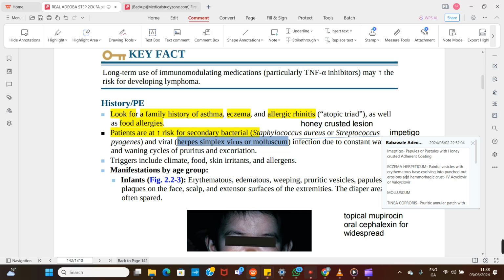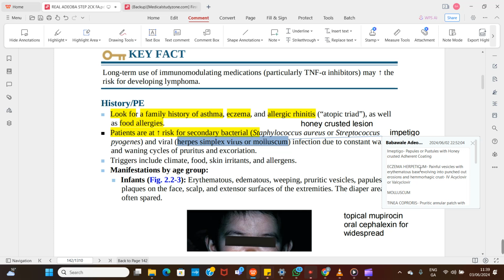The second infection that can happen in people with atopic dermatitis is what we call eczema herpeticum. So eczema is also known as atopic dermatitis, eczema herpeticum. That means this patient is going to have a herpes simplex infection. And how is it going to present? They are going to tell you that the person has some lesion that occurred later, which is what? Evolution into painful vesicles, because of course we know herpes infections are usually characterized by vesicles, right? So we have vesicular lesions with an erythematous base evolving into punched out erosions and hemorrhagic crust.